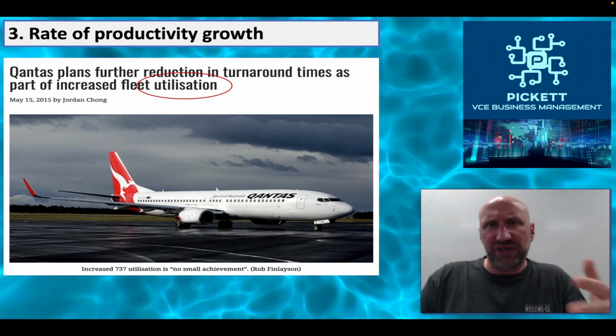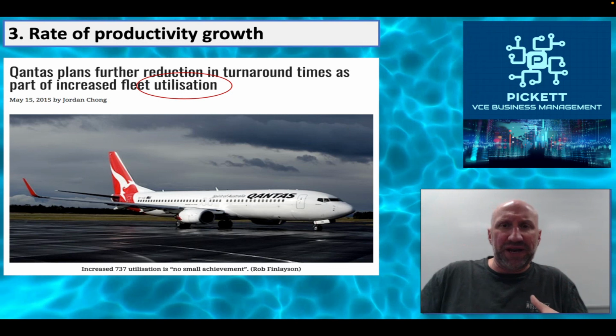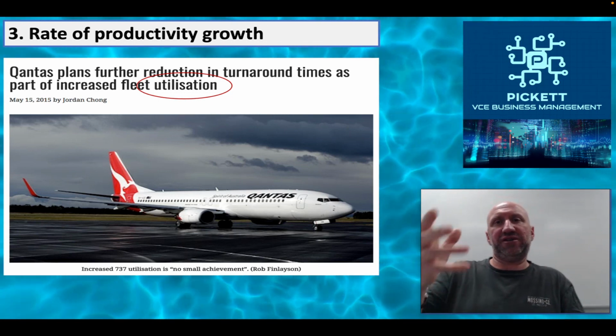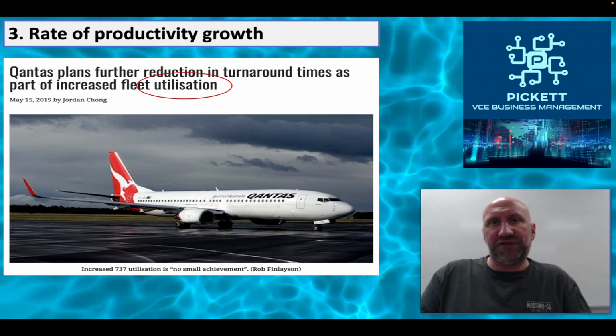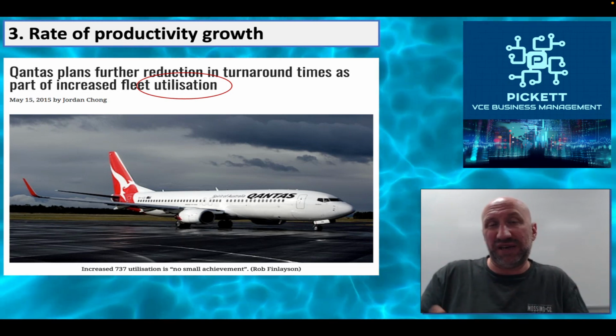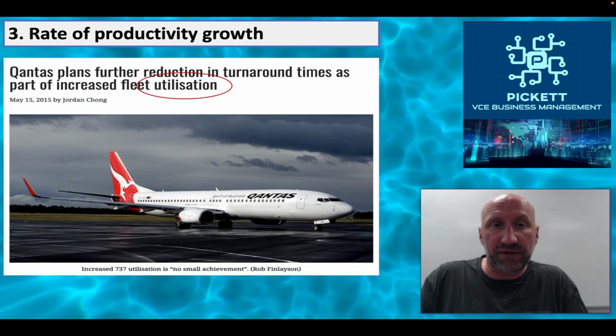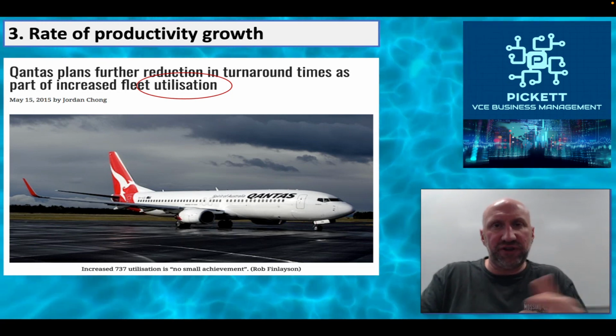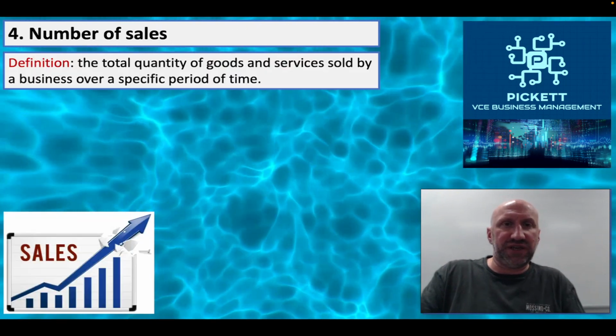One of the ways the low-cost airlines manage to be low cost is because they have very high fleet utilization. Their turnaround times are super low, often as low as half an hour or so, even maybe a little bit less by now. So that's just an example in real life of a business focusing on productivity.